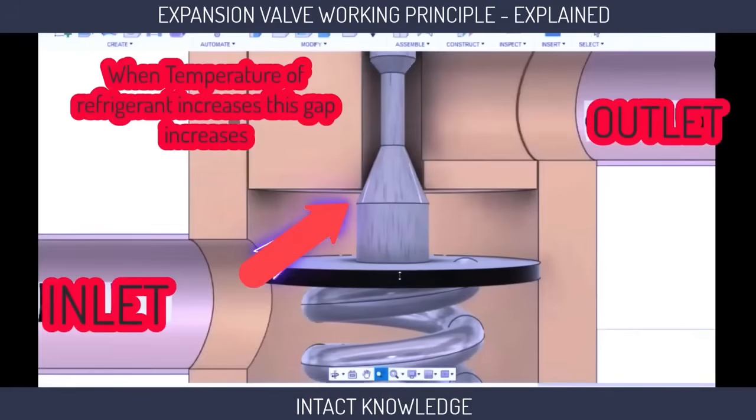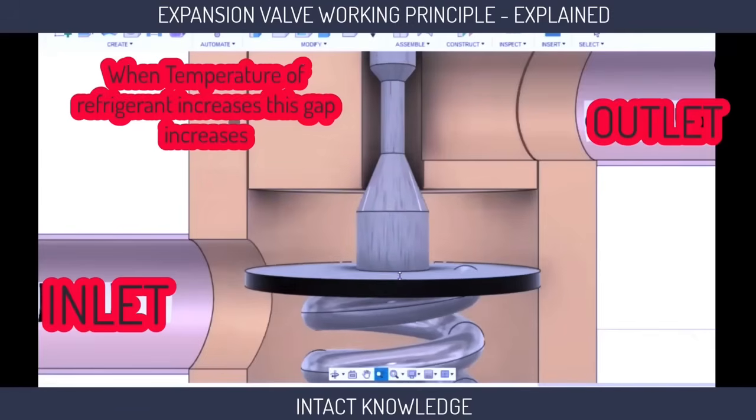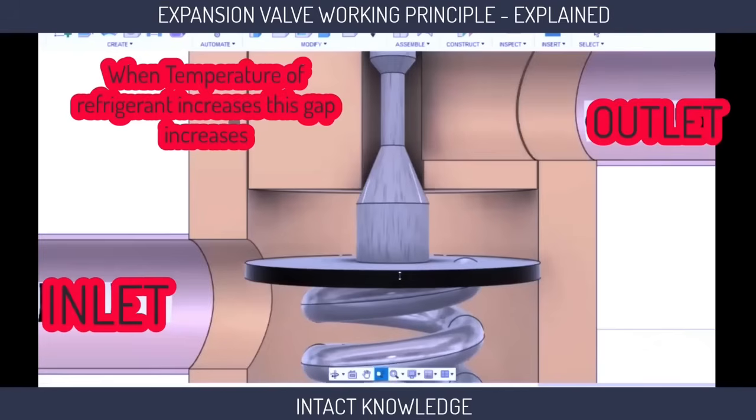And one more point is that when this passage for refrigerant is closed, it does not close completely. There is a small gap through which a small amount of refrigerant continues to flow. Only when the temperature of the evaporator increases, this gap increases and more refrigerant goes to the evaporator.